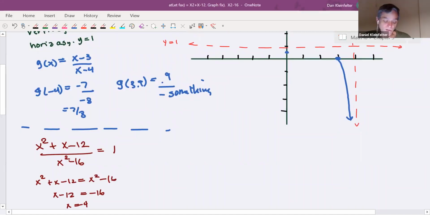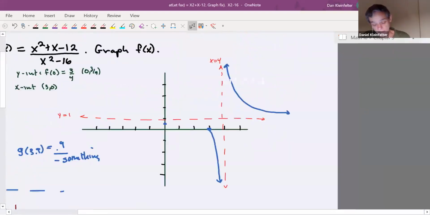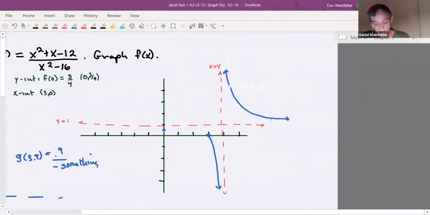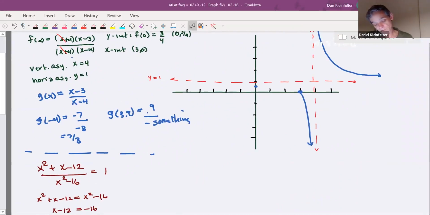If this function were defined, it would cross the asymptote at that point, but it's going to turn out to be just a little hole we've got there. So to answer the question, is it going to cross the horizontal asymptote out here in quadrant 1? It's not going to. All right, so then we just need to fill out the rest of this graph.